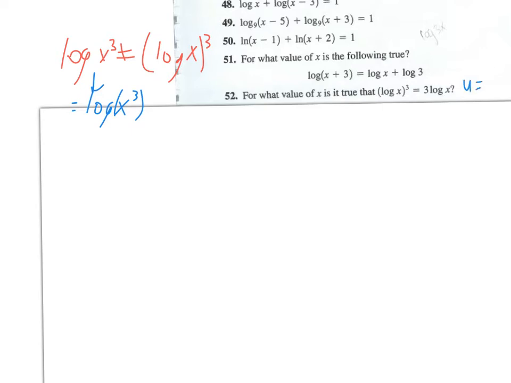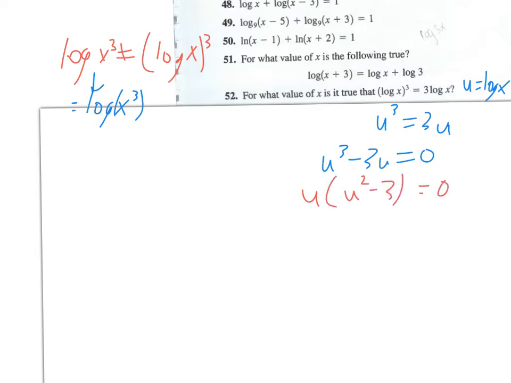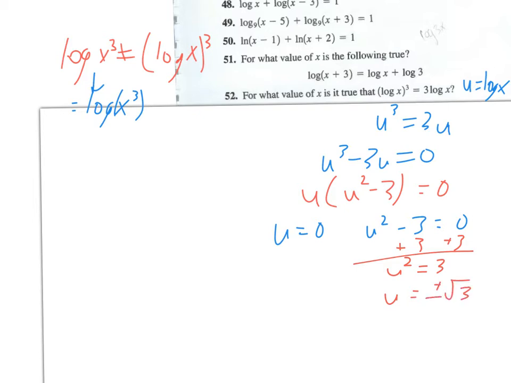So I would kind of think of this in terms of u substitution. I'm going to let u equal log x, and so I'm going to say u to the third equals 3u. And if I was thinking about solving that, I would get one side to 0, so I'm going to subtract the 3u over. I would factor, and then I would split these up and set them equal to 0 individually. And so then on this one, I would add the 3 over, and I'm just going to isolate u here. So it would say u squared equals 3, so then u equals plus or minus radical 3.